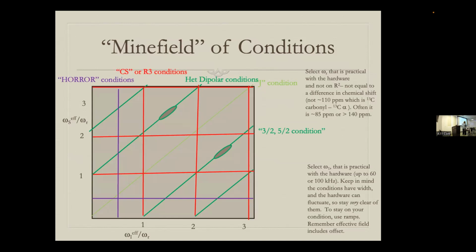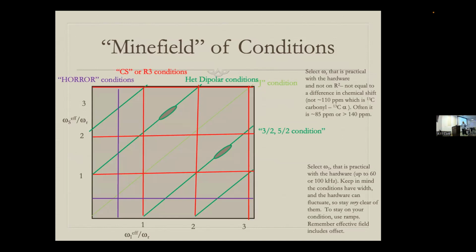So here's omega I effective, and here's omega S effective, and I wrote it as a ratio of omega R. The way I think about experimental design, you pick omega R first. You say, okay, what hardware do I have? What headaches do I want? So where's omega R? Just pick that first.